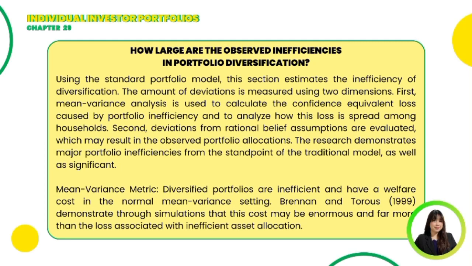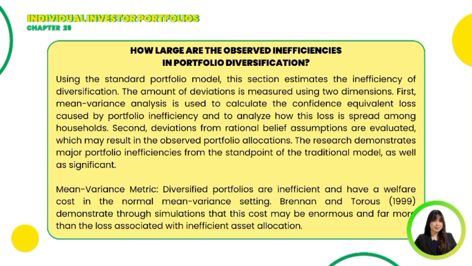First, mean variance analysis is used to calculate the certainty equivalent loss caused by portfolio inefficiency and to analyze how this loss is spread among households. Second, deviations from rational belief assumptions are evaluated, which may result in the observed portfolio allocations. The research demonstrates major portfolio inefficiencies from the standpoint of the traditional model as well as significant biases. In order to promote inefficient portfolio allocation, biases must be present.